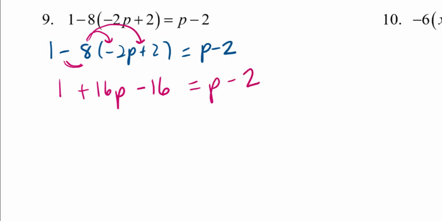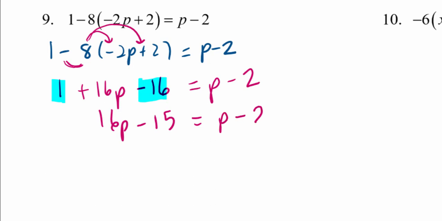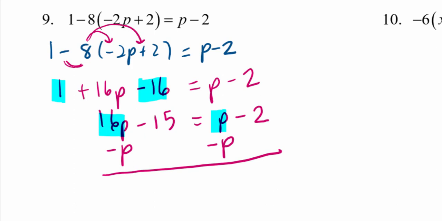Okay, and then there's some like terms on the left-hand side. The 1 with the -16, you want to do that first before you start moving things around. So we get 16p minus 15 equals p minus 2. So now our two sides are as simple as they can be. The next step will be to get those p's together on the same side. So we have a 16p here and a 1p over here. We're going to go ahead and subtract the 1p from both sides. And that'll get those p's together. So here we get 15p minus 15 equals negative 2.